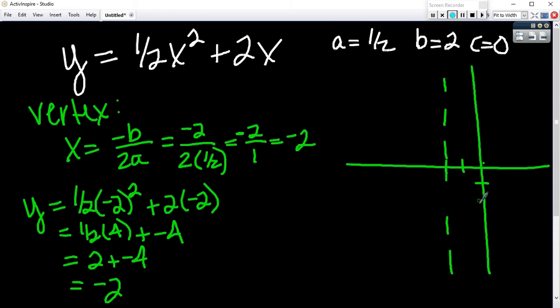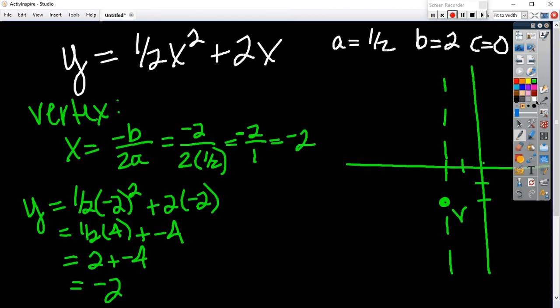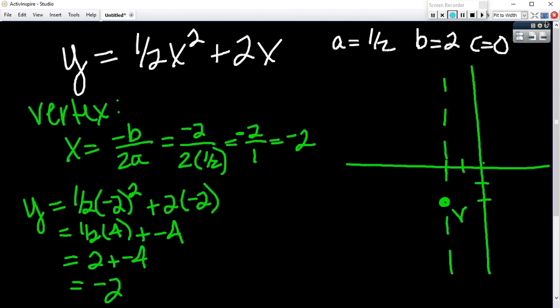So that means down 2. Mark it with a V so you know that it's the vertex. So it's -2, -2. Anybody confused? That's the hardest part. Now I need an easy point. Can I use my y-intercept as my easy point? Sure. The y-intercept is 0, that's the C on the end. There's not already a point there, and it's easy to graph, so use it.